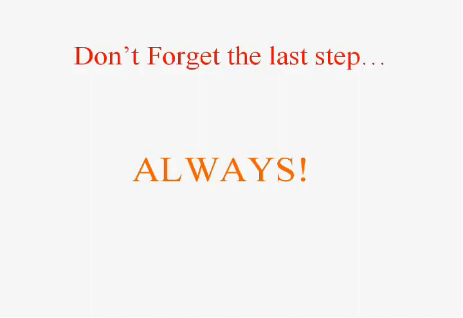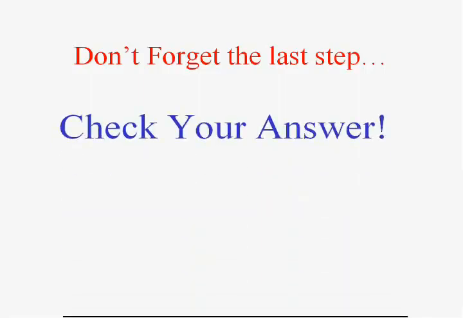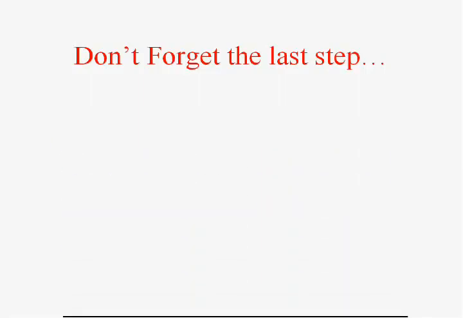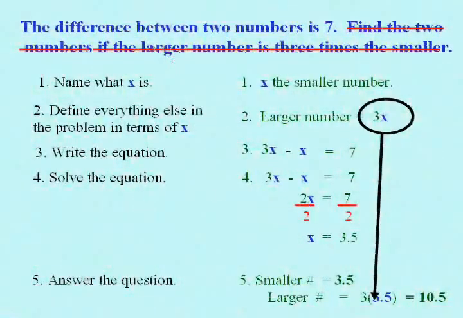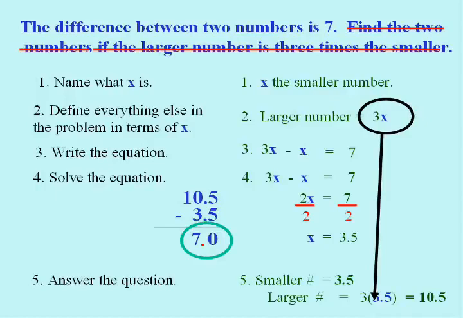you better know that you have to check your answer. Let's see if it's reasonable. The difference between these two numbers is supposed to be 7. Difference infers subtraction. 10.5 minus 3.5. I'm feeling real good about this because their difference is 7. You'll need to know those steps. They'll work every time.